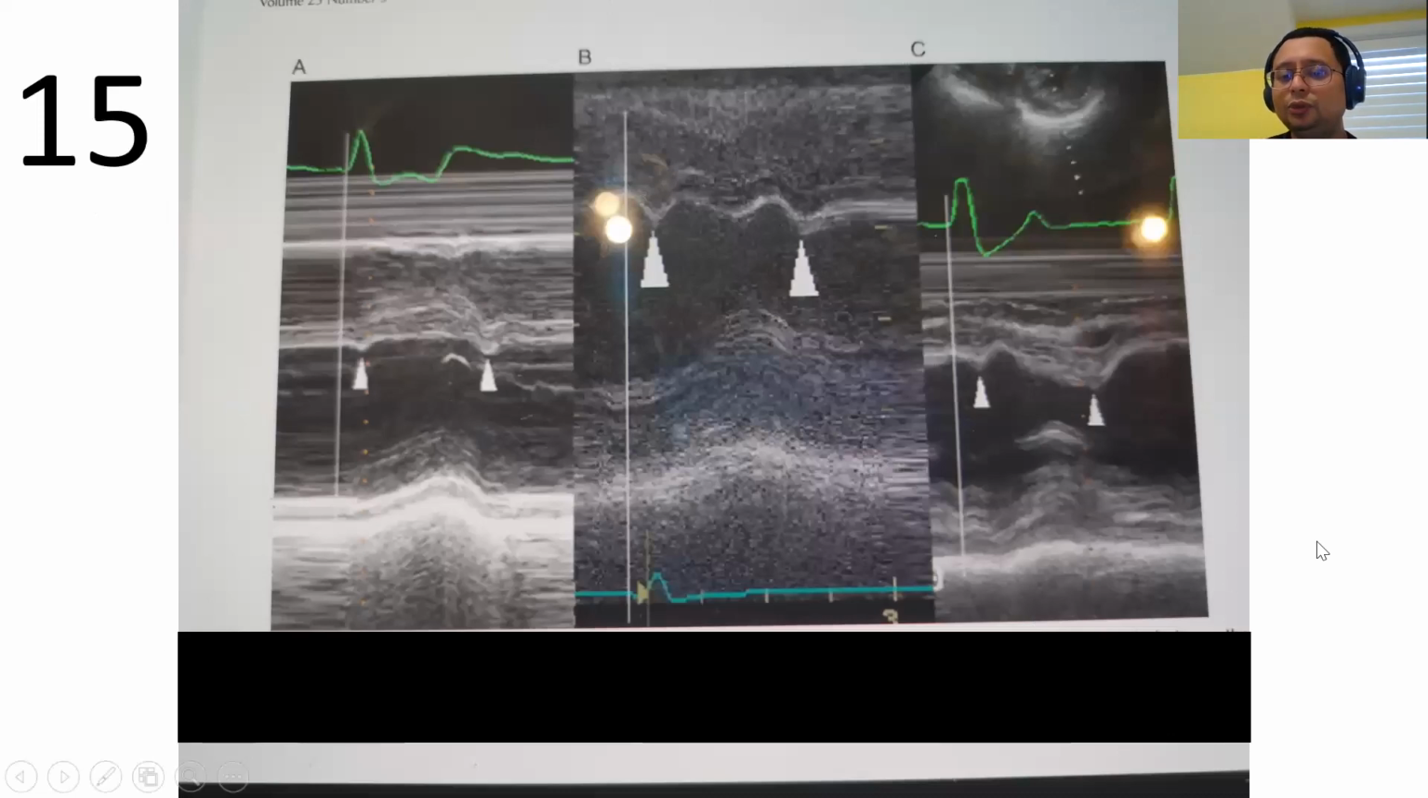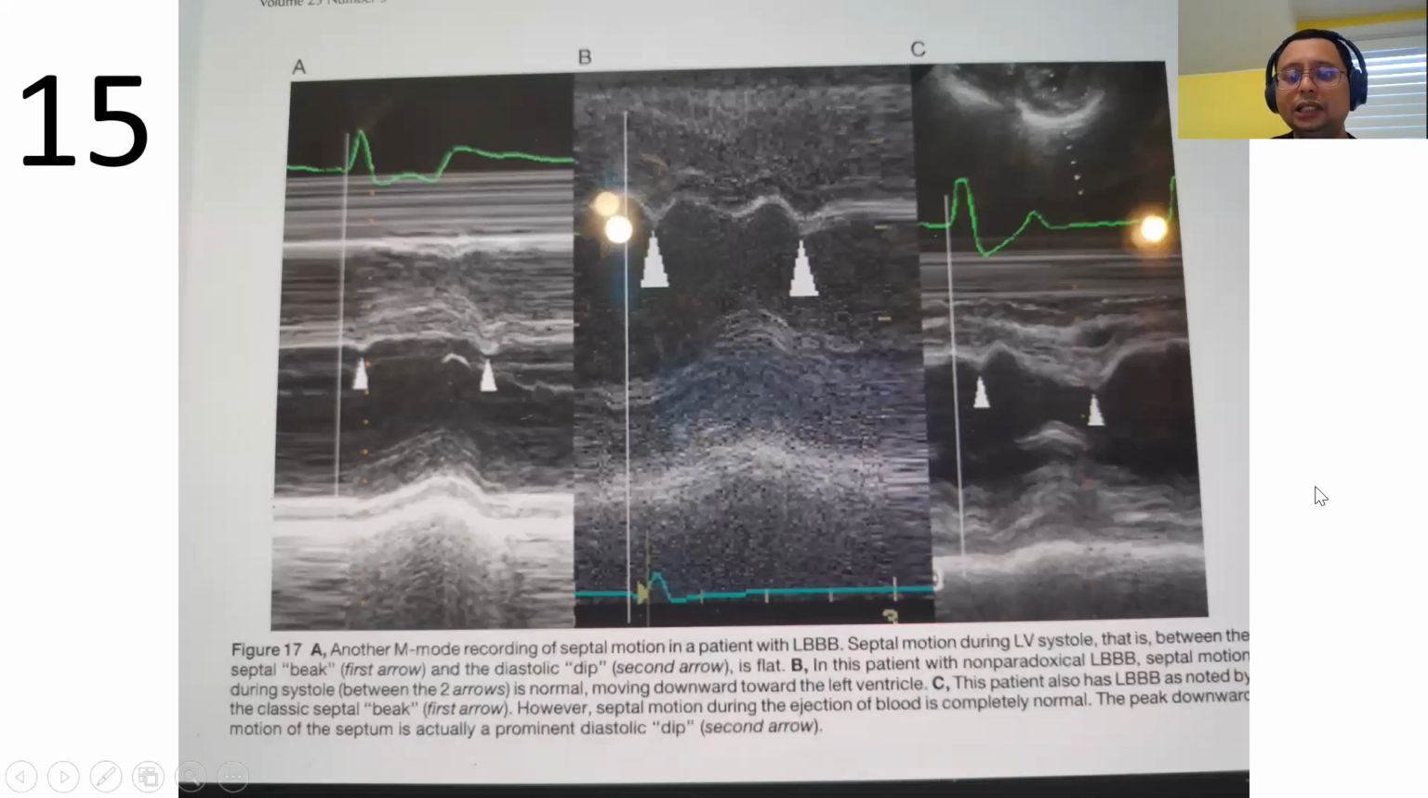Right. So what about this one? This is also the same. Again, I wanted to show you left bundle branch block. Look at A. A is your typical left bundle branch block. This is the septal flash, a too early contraction of the interventricular septum. This is a contraction of the basal inferolateral wall that is too late. This is a diastole that is very flat. So this is not good.